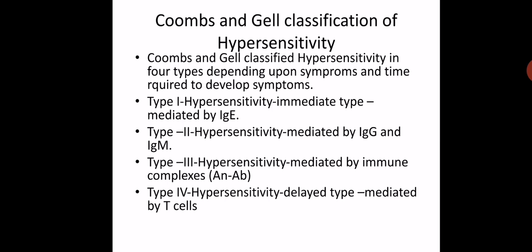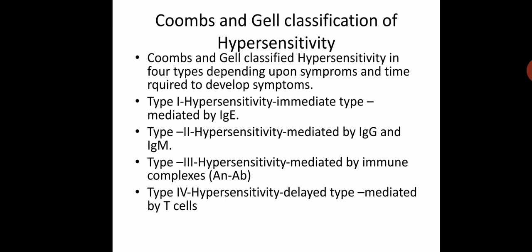Then type 2 hypersensitivity is mediated by IgG and IgM. So now you understand that different immunoglobulin classes are involved in different types of hypersensitive reaction. In the first type, IgE will be predominant. In the second type, IgG and IgM are predominantly involved, and due to these antibodies, there is a type 2 hypersensitive reaction.